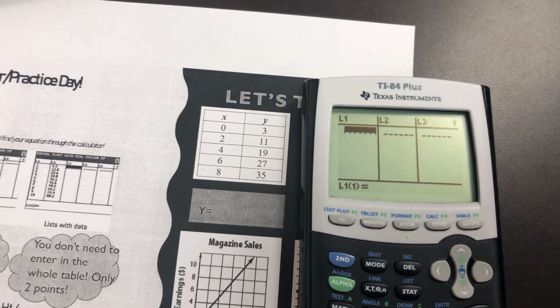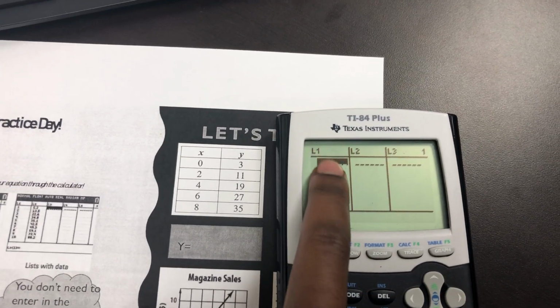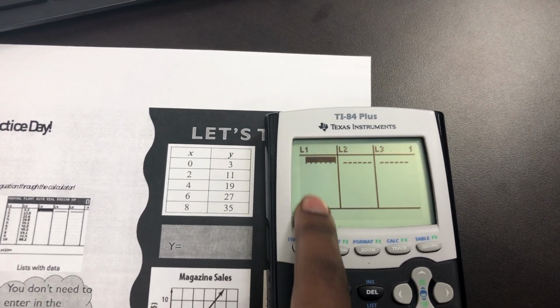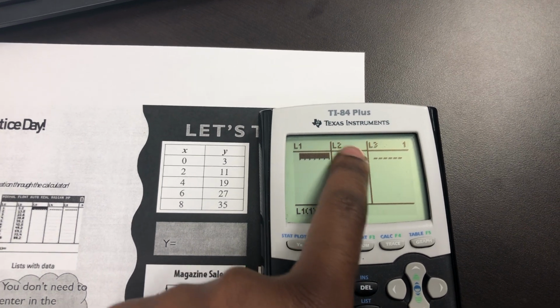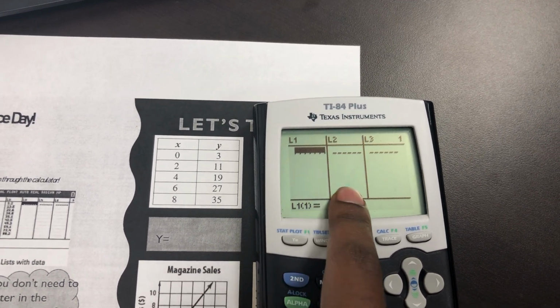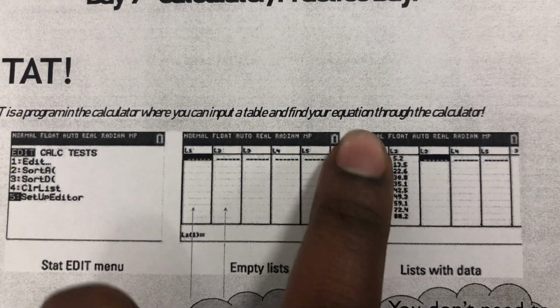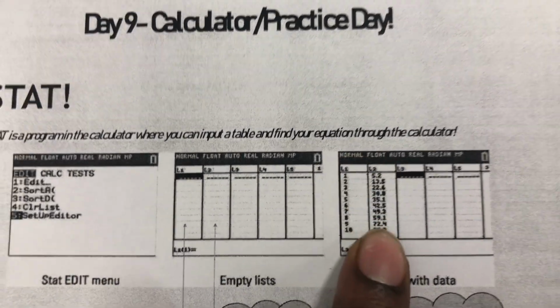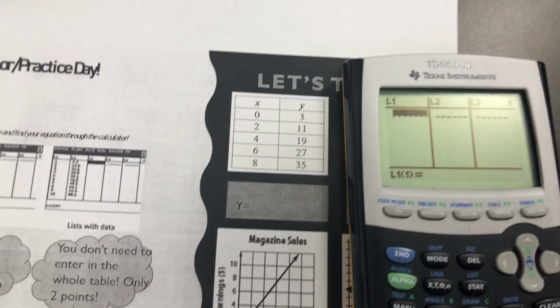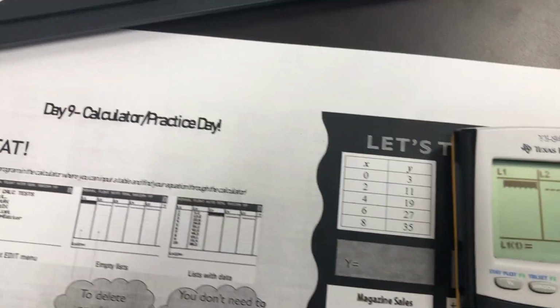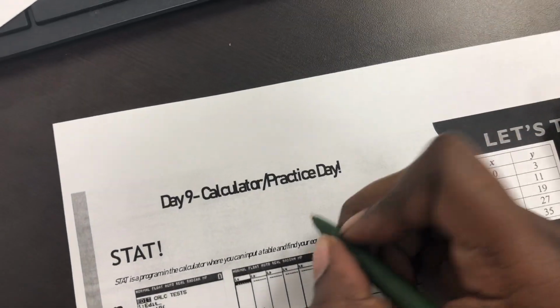All right, so after that, any X's that you have go into your L1. Any Y's that you have go into your L2. And so if you need to see that, it's right here. X is going to L1, Y is going to L2. Okay, and you know what? Just to be safe, I want to make sure I make a note of that.